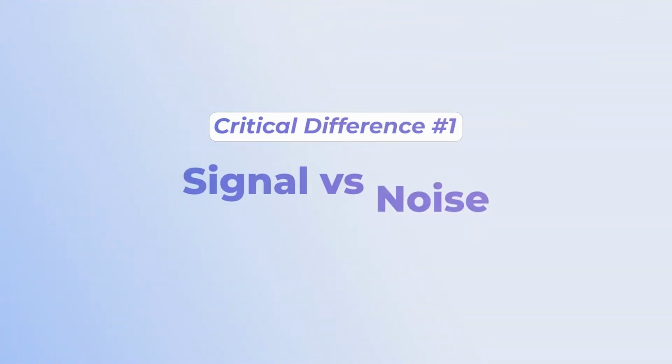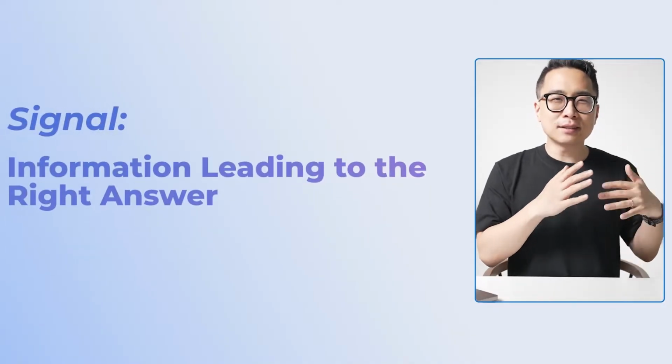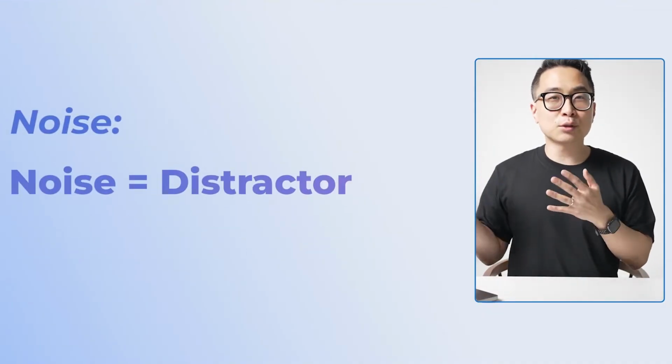Critical difference number one is what we call signal versus noise. So in education, there's this concept of signal versus noise. Signal means that they're giving you information that is meant to lead you towards the right answer, right? It's there basically to lead you towards the right path. In contrast, noise is something that's there to really distract you.